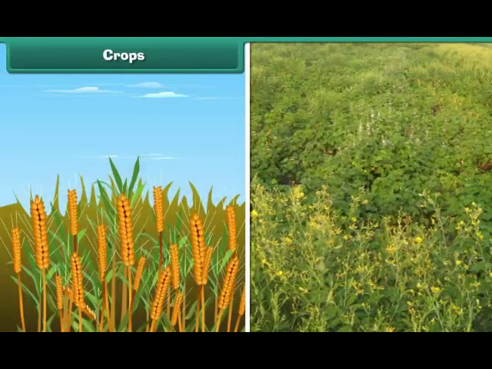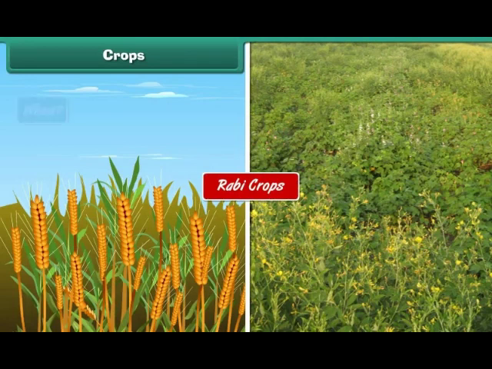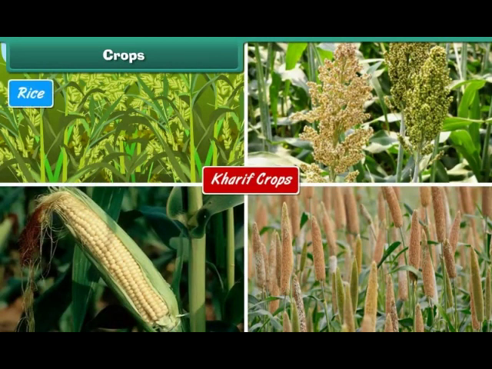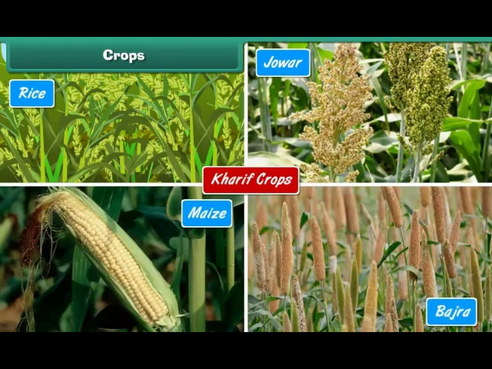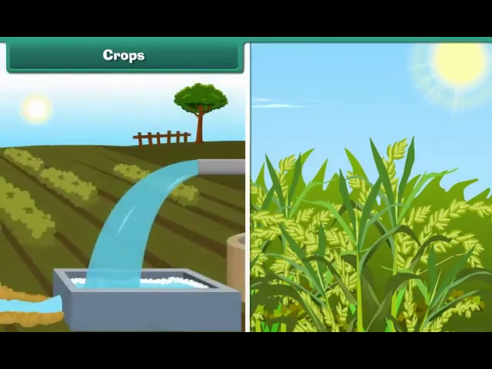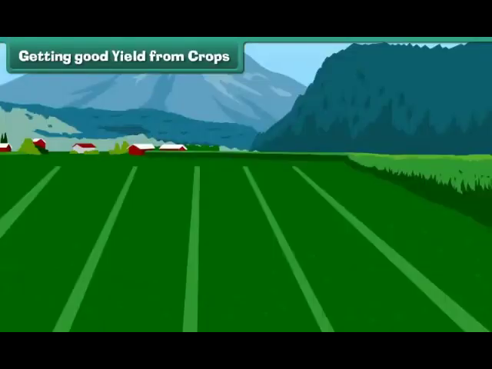The crops which are grown in winter season are called rabi crops, example, wheat and gram. The crops which are grown in summer are called kharif crops, example, rice, jowar, maize, bajra. Different types of crops require different amounts of sunlight, water, air, and type of soil. Getting good yield from crops.